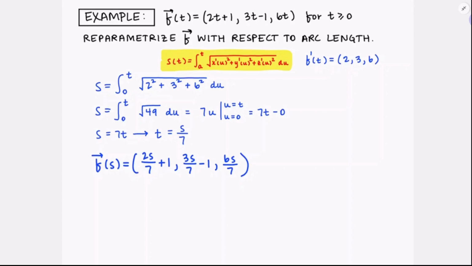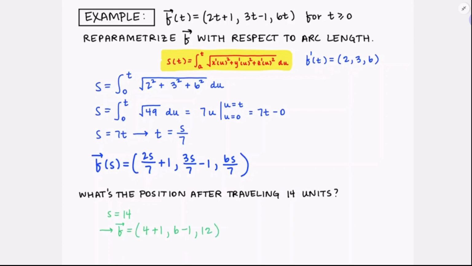Okay, so that leads to the other question I can ask you that goes with reparametrization with respect to arc length, and that would be something like: what's the position of the object traveling along the curve defined by f of t after it's traveled 14 units? And I'll say, all right, I'm just going to use f of s where s is equal to 14. And so I'm going to plug into f, and I'm going to get 4 plus 1, and 6 minus 1, and 12, which is going to be 5, 5, and 12.